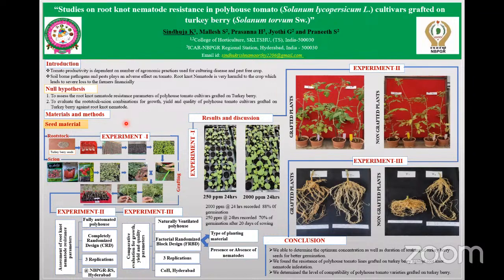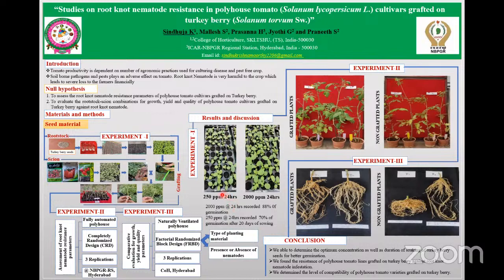After 45 days of rootstock, scion seeds were sown. Three different scion materials were taken: Arka Samrat, Saho, and SVTD 8323. When they reached 30 days old, we did grafting by the cleft grafting method using a polythene cover. These grafted seedlings were used for 2 experiments. The first experiment assessed root knot nematode resistance parameters, conducted under a fully automated polyhouse with CRD design. The second experiment was conducted in a naturally ventilated polyhouse to assess growth, yield, quality and nematode resistance under FRBD with 2 factors: grafted combination and presence or absence of nematodes.